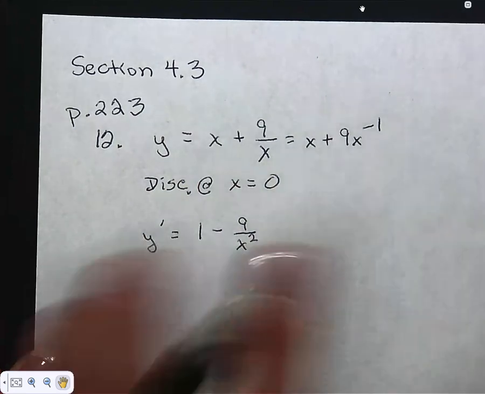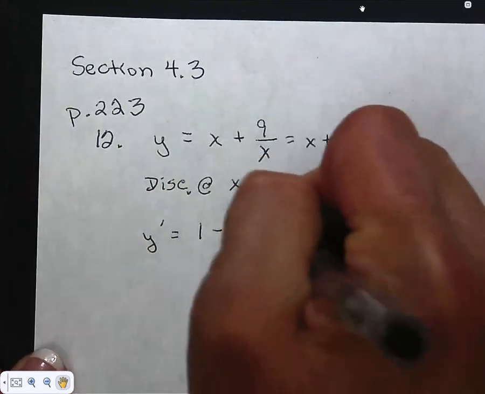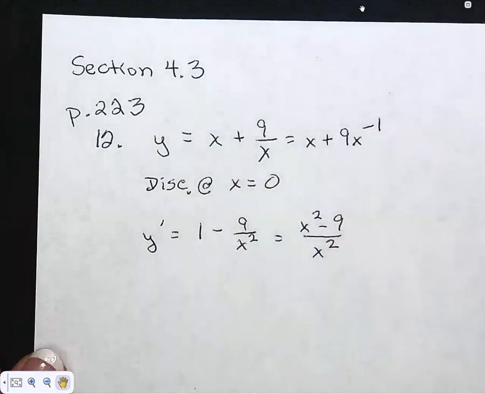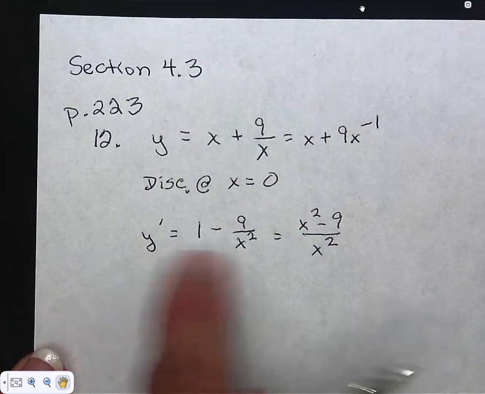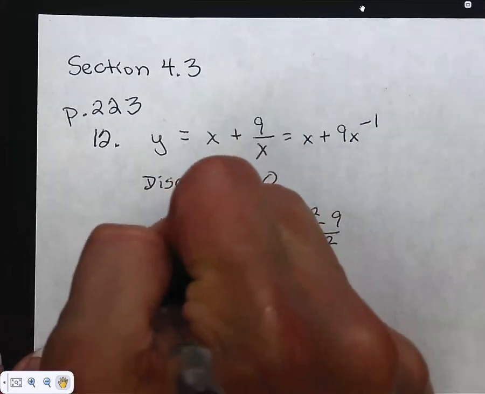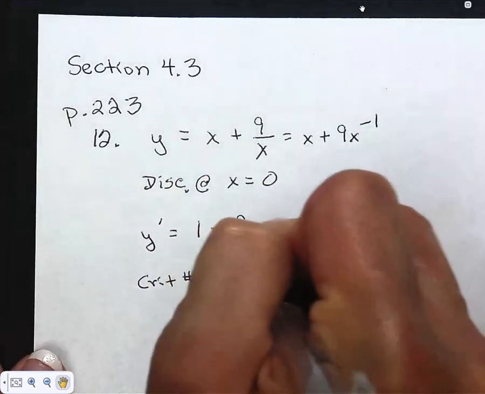So I'm looking for what makes that equal 0. I could either get a common denominator, write it as a single fraction so that I could easily see what makes it equal 0, or I could just set it equal to 0 and solve it like that. Either way, I can see the critical numbers are what? Negative 3 and 3.